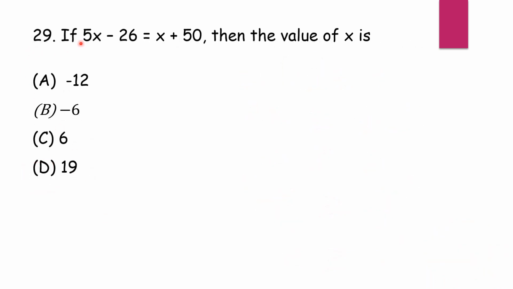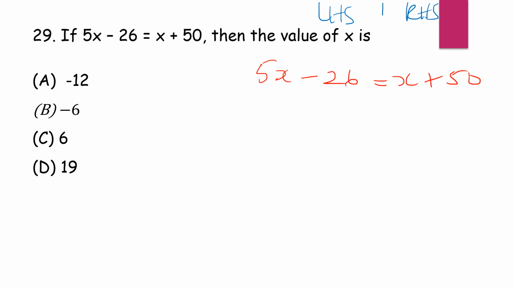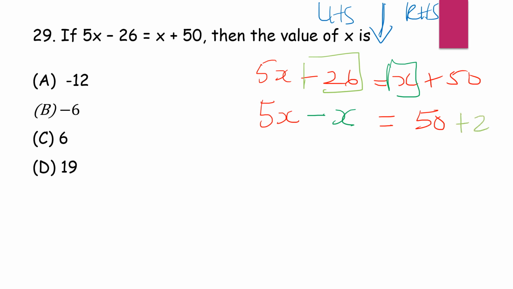Question 29. If 5x minus 26 is equal to x plus 50, then find the value of x. So let's write it down here. 5x minus 26 is equal to x plus 50. This is my left-hand side, right-hand side of the equal sign. So I'm going to leave my 5x on the left, and this x here is positive. It's going to become a minus x when I carry it to the left-hand side of the equation. I'm going to leave the 50 on the right, but I have to move this minus 26, which is going to become a plus 26.